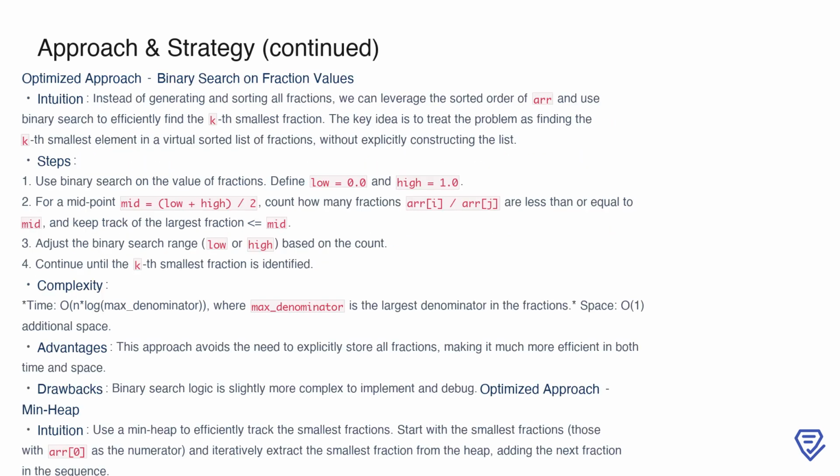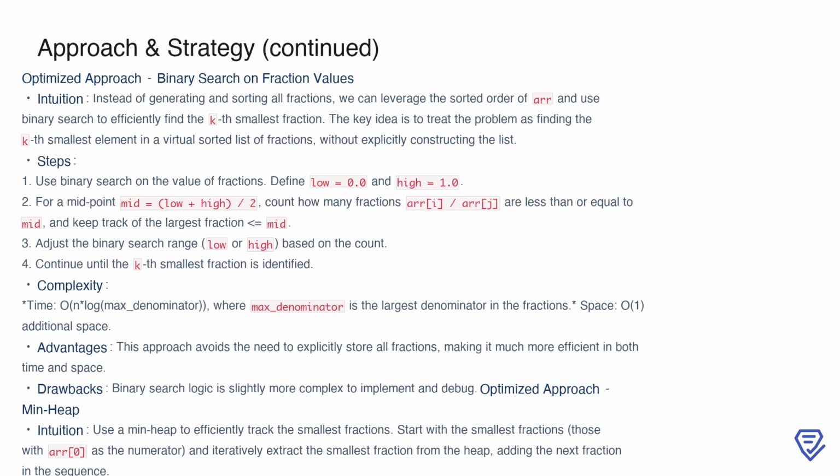An optimized approach involves using binary search on the values of the fractions instead of explicitly generating and sorting them. The key idea is to leverage the fact that the array ARR is sorted, which allows us to treat the problem as finding the kth smallest element in a conceptual sorted list of fractions. Here's how this works.